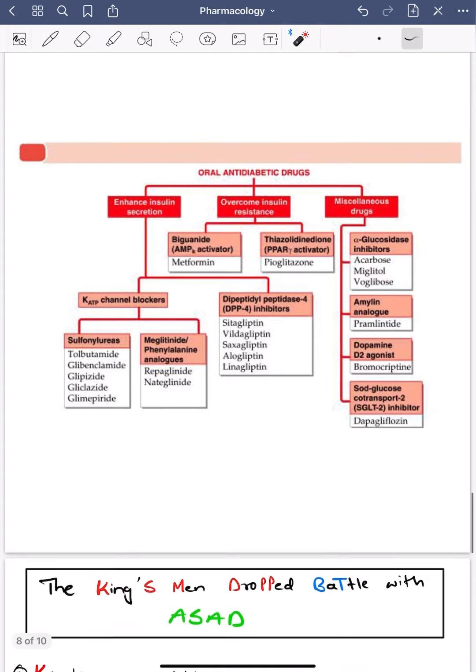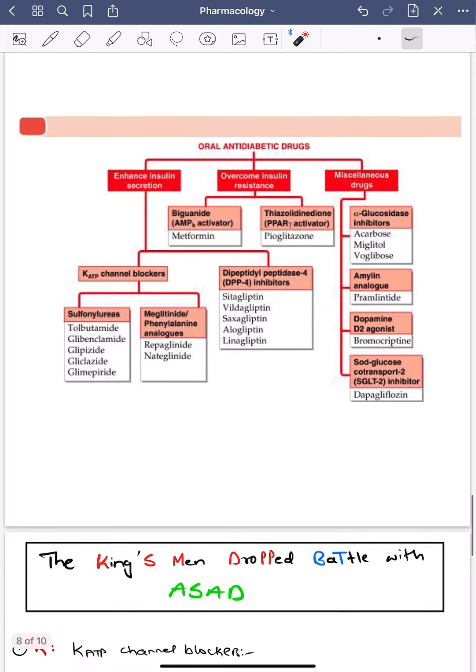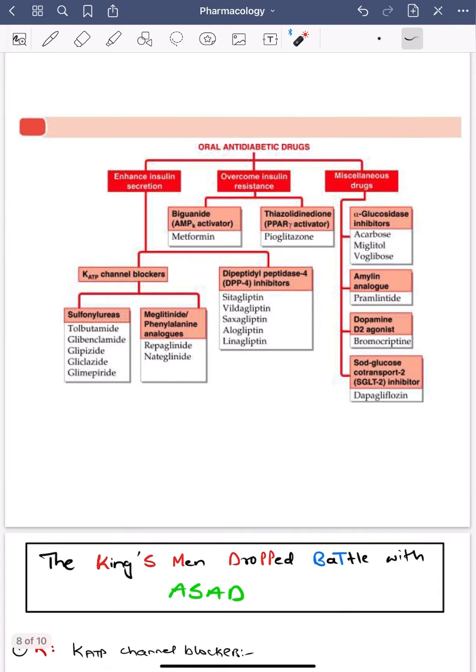Now, under the drugs that enhance insulin secretion, we have two important groups: the ATP sensitive potassium channel blockers and the dipeptidyl peptidase 4 inhibitors, or DPP4 inhibitors. Under the ATP sensitive potassium channel blockers, we have two groups: sulfonylureas and meglitinide analogs. Then under drugs that overcome insulin resistance, we have biguanides and thiazolidinediones, and miscellaneous drugs like alpha glucosidase inhibitors, amylin analog, dopamine or D2 agonist, and sodium glucose cotransporter 2 inhibitors or SGLT2 inhibitors.